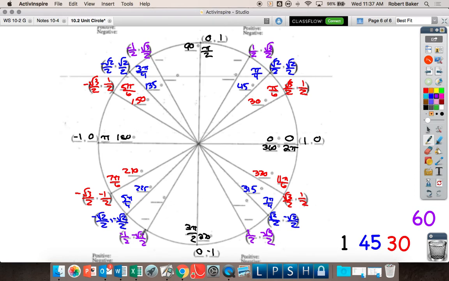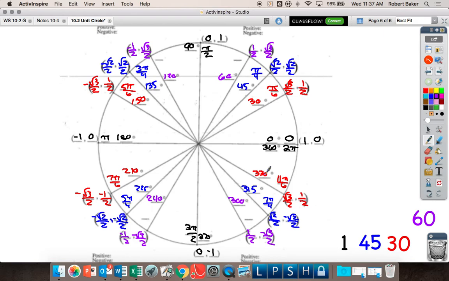Alright, as we count these, we're still going to count by pi over 6s, or 30, 60, 90, 120. So we're counting by 30s: 150, 180, 210, 240, 270, 300, 330, 360.